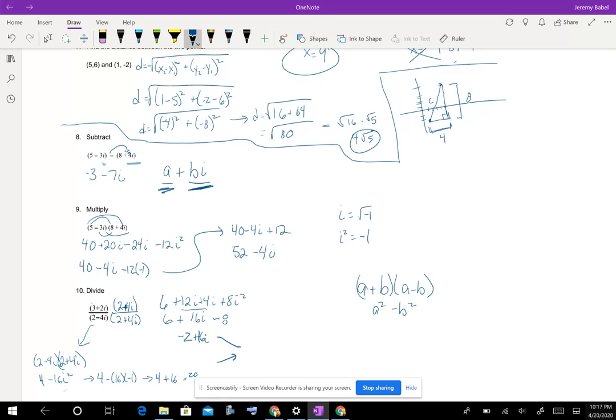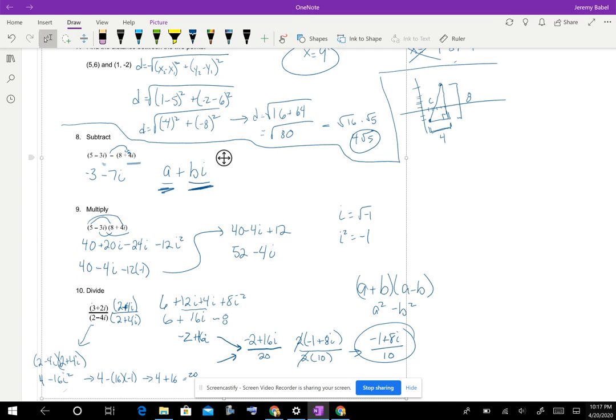So we'll put it together. We would have negative 2 plus 16i over 20. Is there anything that would simplify? All of these can be divided by 2. So we would have 2 times negative 1 plus 8i, and then 2 times 10, and then those 2's cancel. So final answer, negative 1 plus 8i over 10. Okay, so that was subtracting, multiplying, and dividing complex numbers.